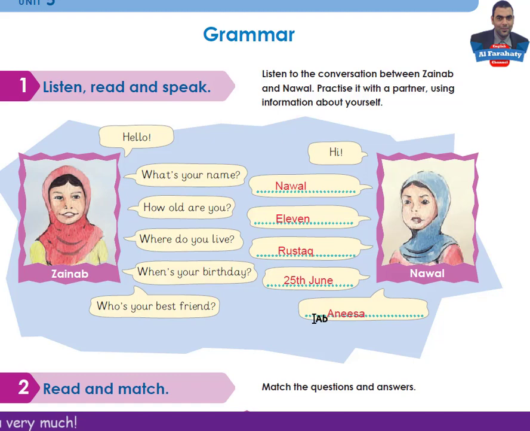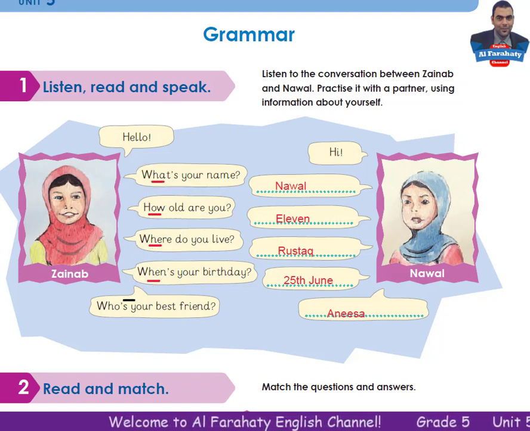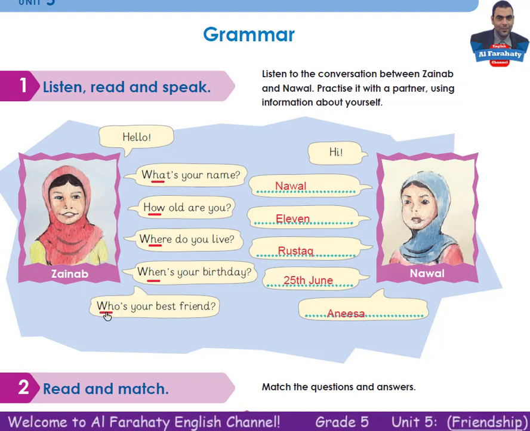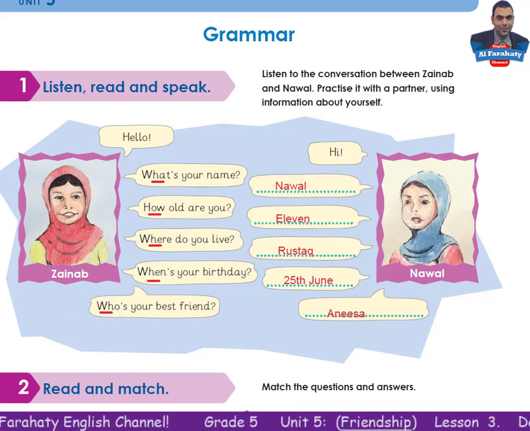Now you are asked to practice this conversation with a partner, with your friend, your brother, your sister, or anyone, using information about yourself. Let's read these questions again. Which words are the question words? Yes, I have here. What's your name? How? Where? When? Who? These are question words.